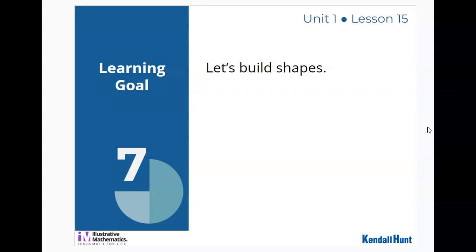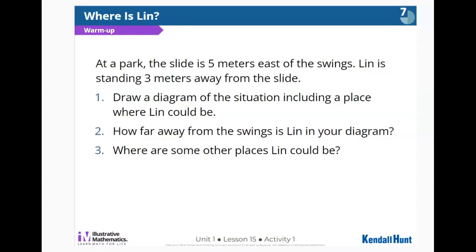So on page 104 you see, where is Lynn? At a park, the slide is 5 meters east of the swings. Lynn is standing 3 meters away from the slide. Draw a diagram of the situation, including a place where Lynn could be. You want to pause the video at this point and draw that in. Once you have that drawn in, determine how far away from the swings Lynn is in your diagram, and where are some other places Lynn could be.